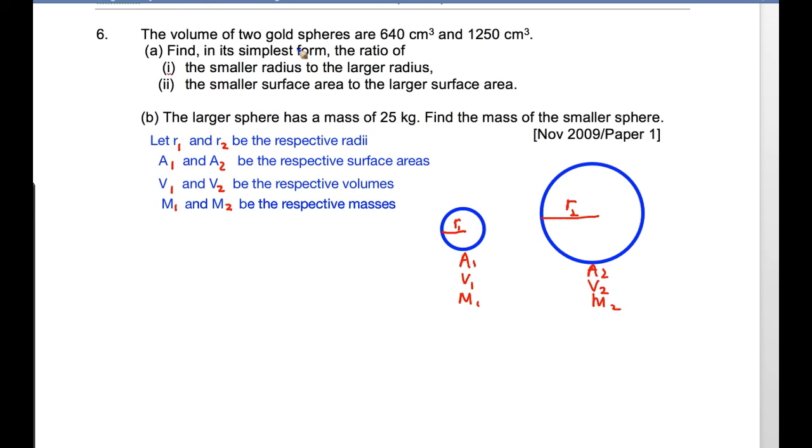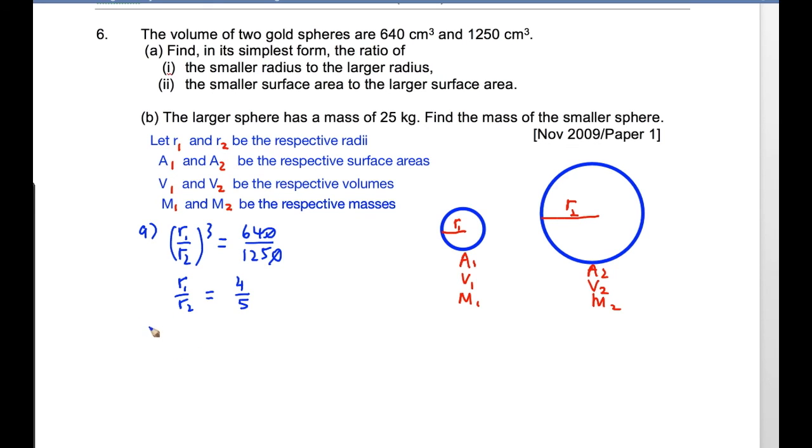Here we are given the volumes of two gold spheres as 640 and 1250 cm cubed. In part A, we are supposed to find the ratio of the radii. As we know for similar figures, the ratio of radii cubed will give us the ratio of their volumes. And simplifying it, taking the cube root will give us the ratio of the radii, which is 4 over 5.